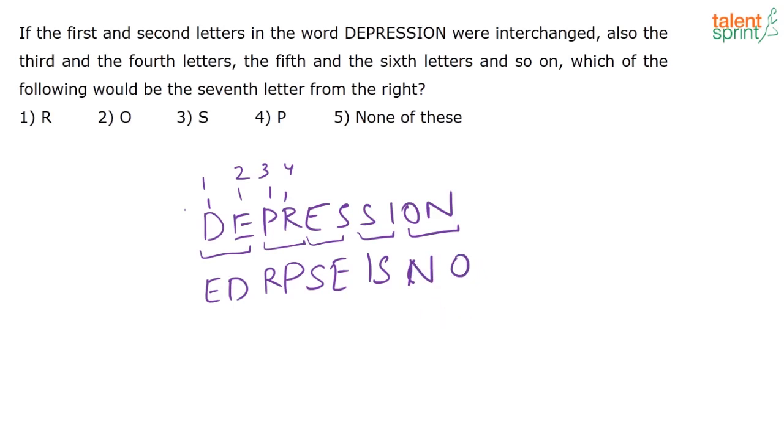Now, which of the following would be the seventh letter from the right? So which is going to be your right? This is your from right, correct? From right, and this is going to be from left. So from right, which is the seventh letter? 1, 2, 3, 4, 5, 6, 7. The seventh letter from right is going to be P. So the answer for this question is option 4. So I hope it's clear. So let's move on to the next question.